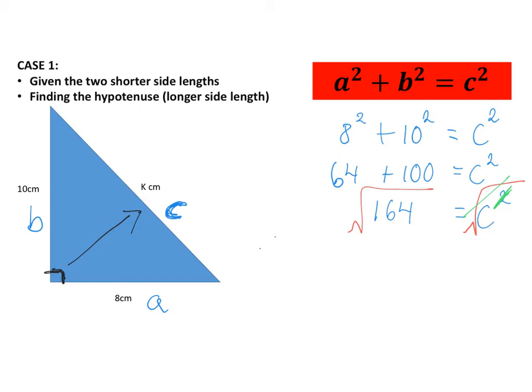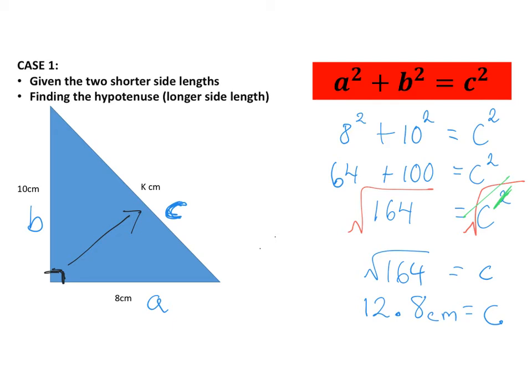And what I'm left with is C is equal to the square root of 164. And then what I do is I go ahead and pop this into my calculator, and I'm going to round just to one decimal place here, and I get 12.8 centimetres equals C. And just remember that this C was actually labelled as K in here.